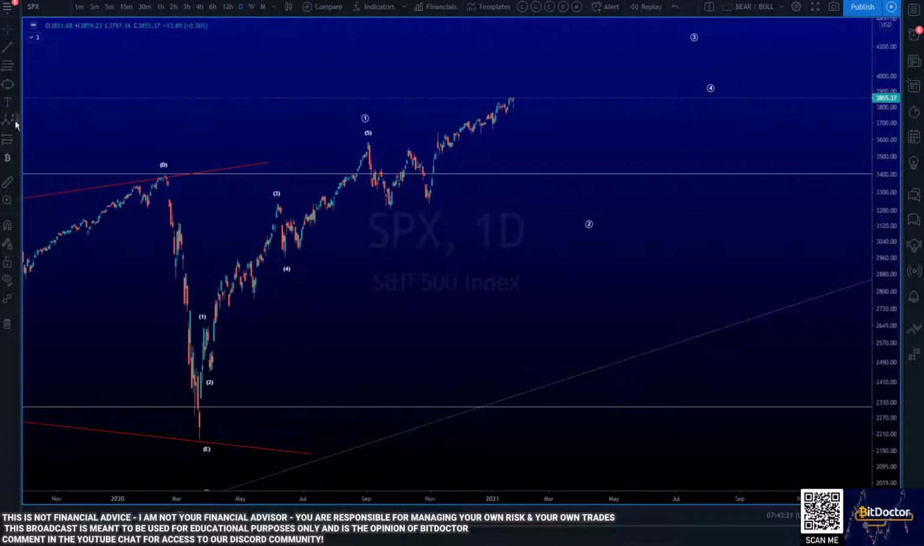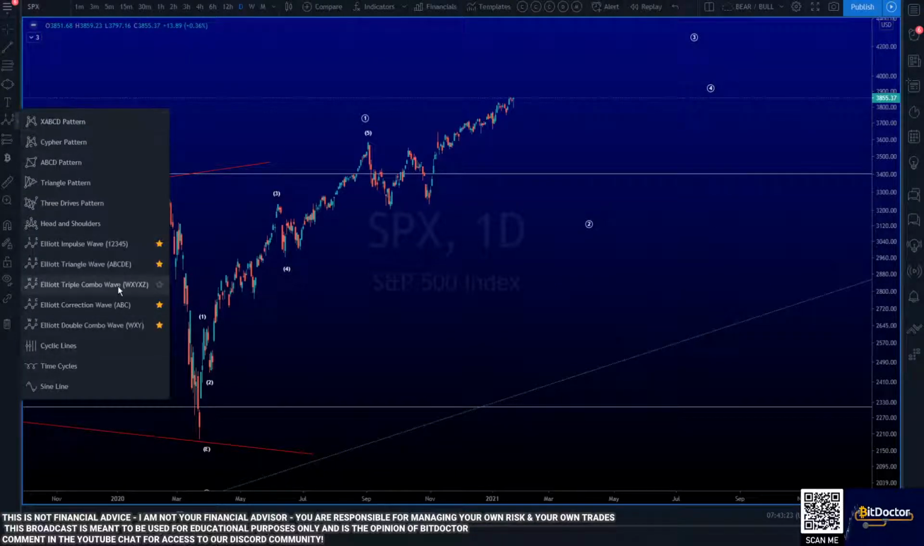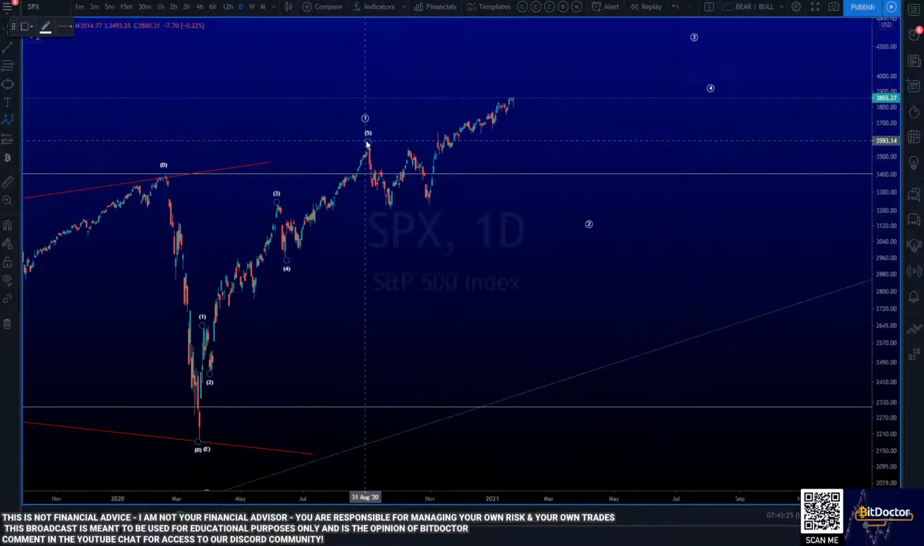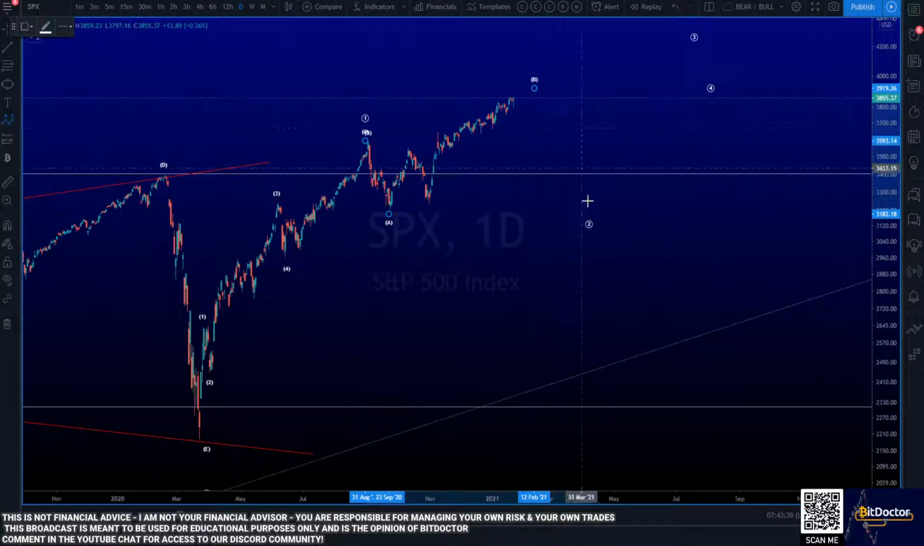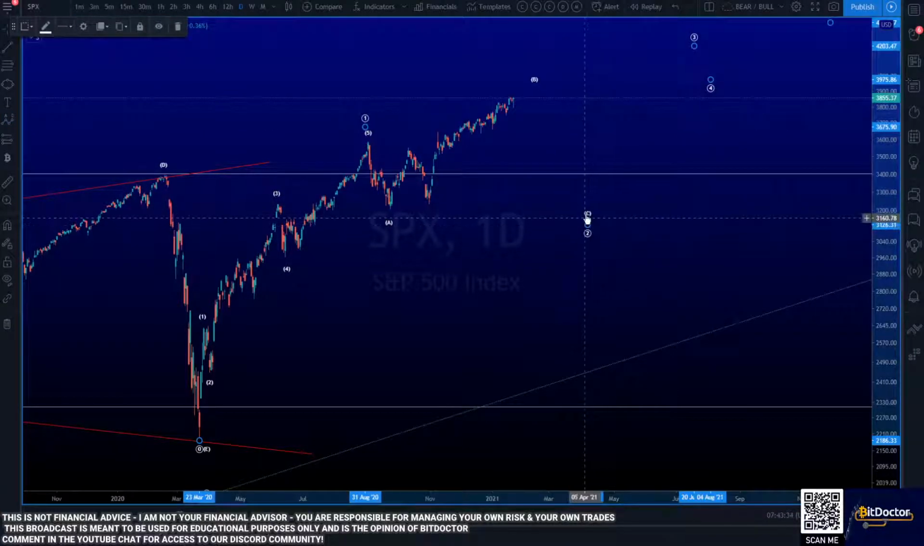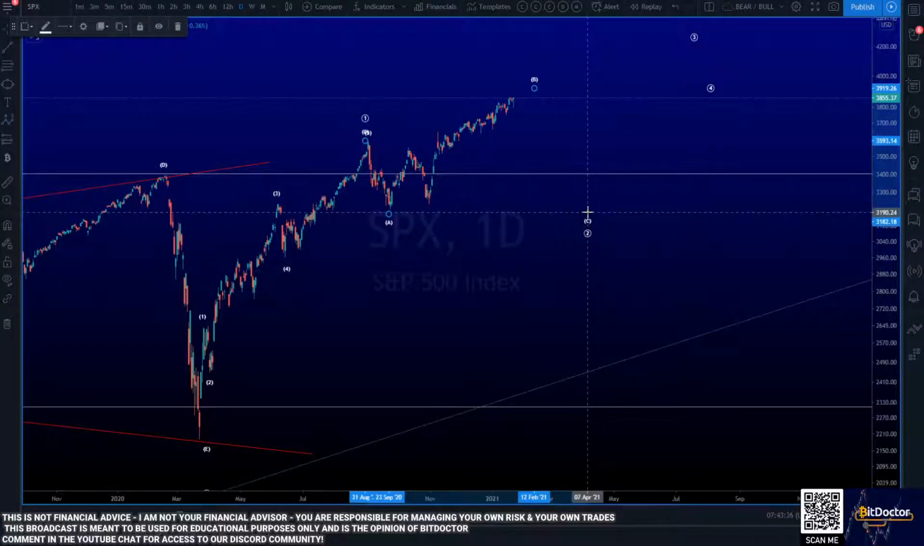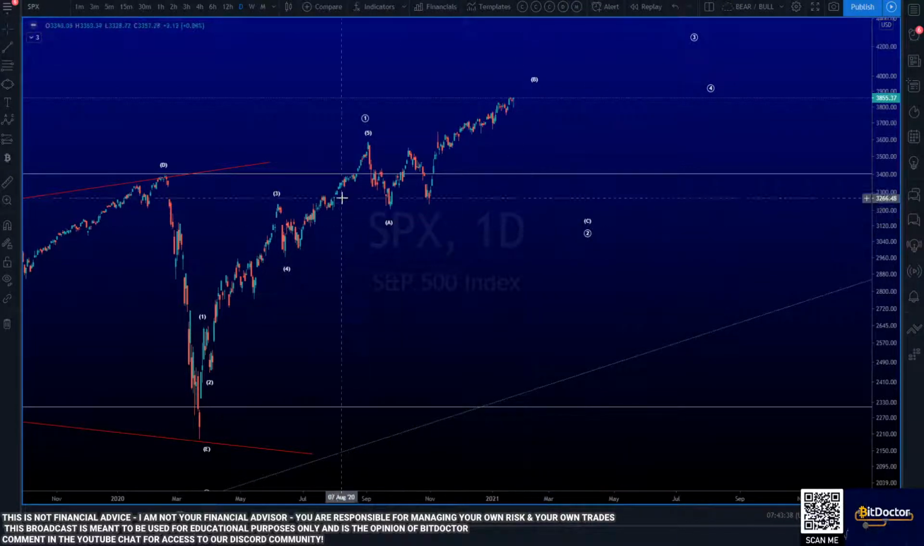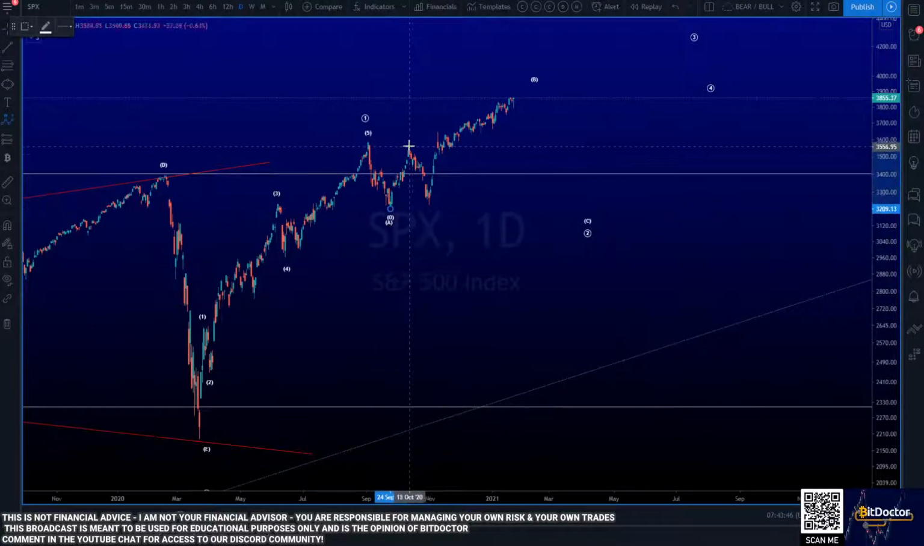So then what do we have? Well, in my opinion, we've got a nice A working on the B, then we go down for the C to create an expanded flat. It's a great candidate for an expanded flat. All right, off of that low, right? Off of that low, let's put in a W, X, Y.